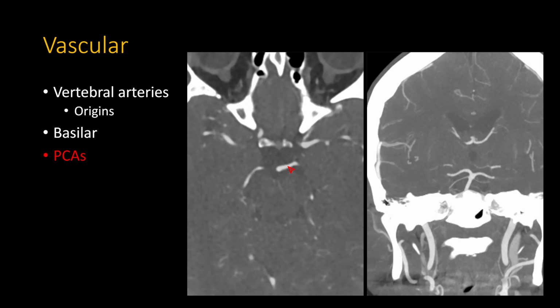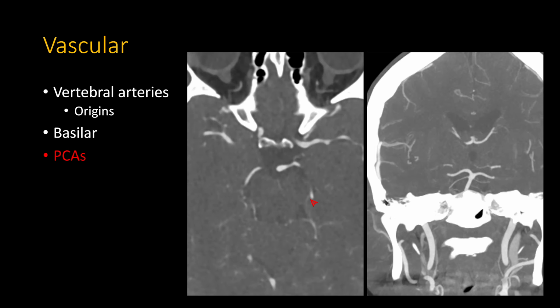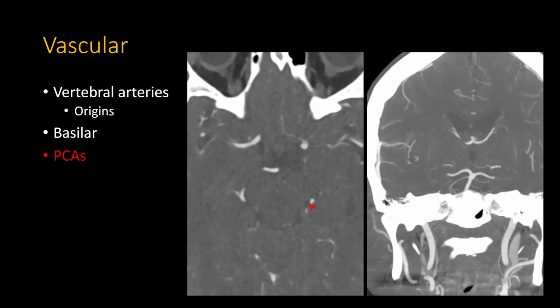And obviously sometimes the P1 segment can even be completely absent. So that's another variant. Then once you have that, after this point where the posterior communicating artery joins in, it becomes the P2 segment. And it stays a P2 segment throughout this crural cistern. The crural cistern obviously is that CSF space next to the cerebral peduncle, and then also in the ambient cistern, it's still the P2 segment.